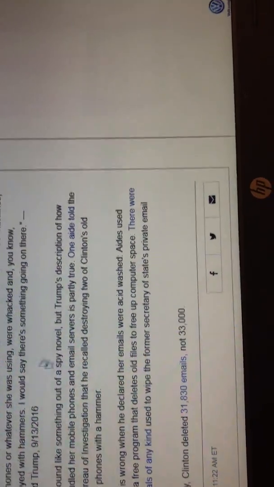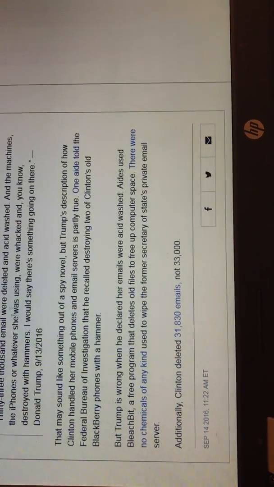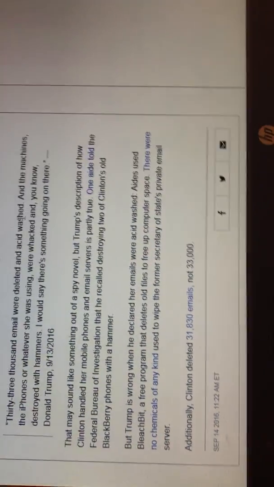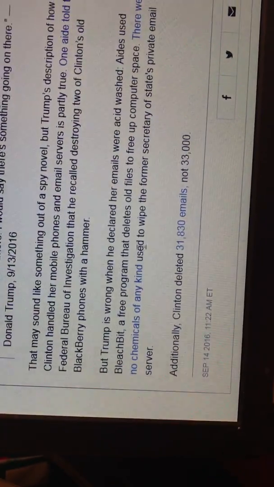So NBC even has to concede, yes, it's all in the FBI documents that government property was smashed, and 33,000 emails were missing. And then they're trying to make fun of Trump by saying that this is spy novel stuff. And then they say that he said that they were destroyed with hammers and acid washed. They weren't acid washed, and there was no chemicals found, which is what they go on to point out here. And they highlight it in blue, especially right here. There were no chemicals of any kind used.